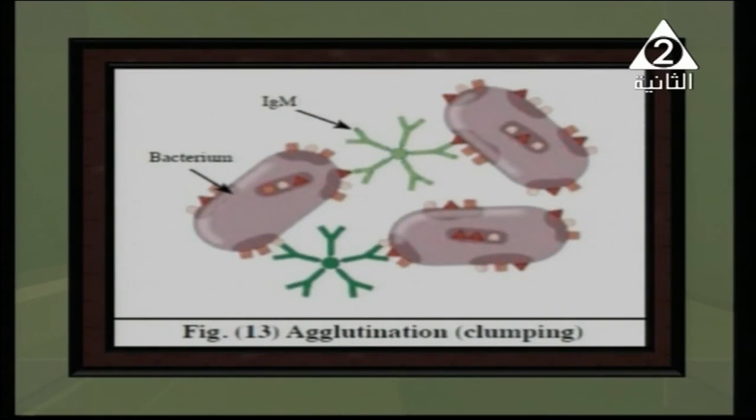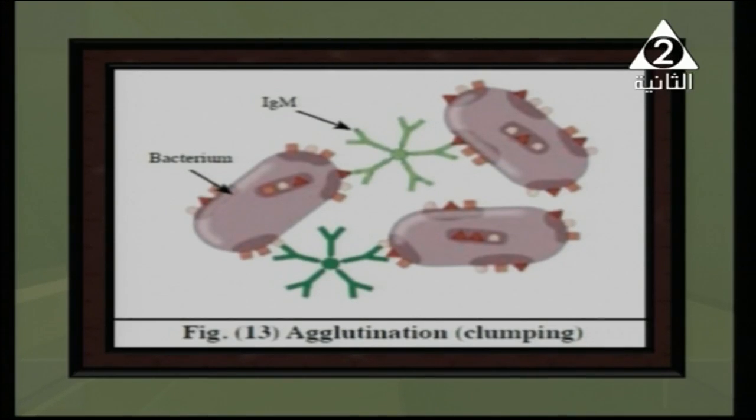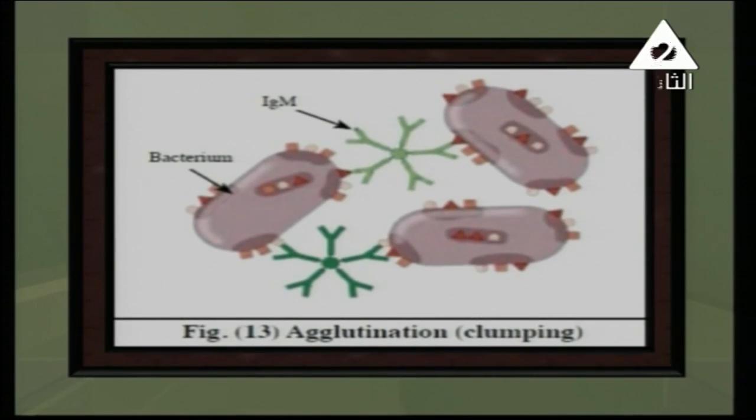And this is a picture that shows us the agglutination or clumping of the antibody, which is IgM, immunoglobulin M, with the bacterial cells. As you see, it has more than one binding site. It can bind with 2 and 3 pathogens at the same time, or with bacterial cells, whatever, any pathogen inside the body.